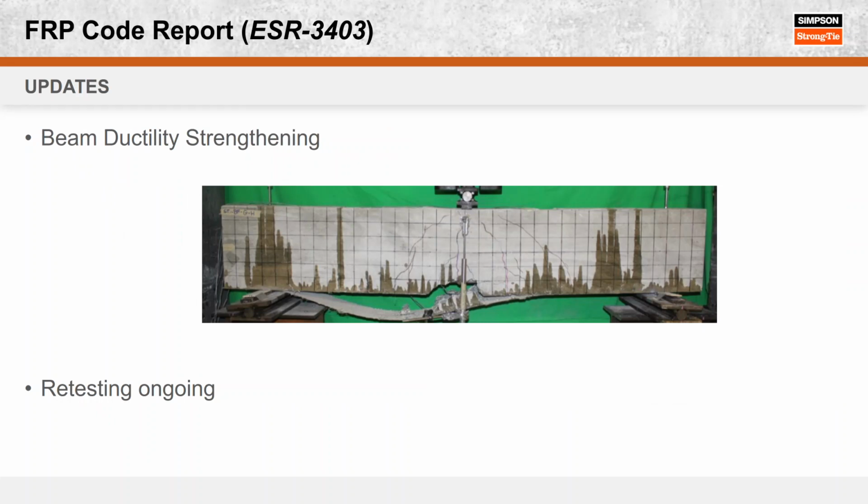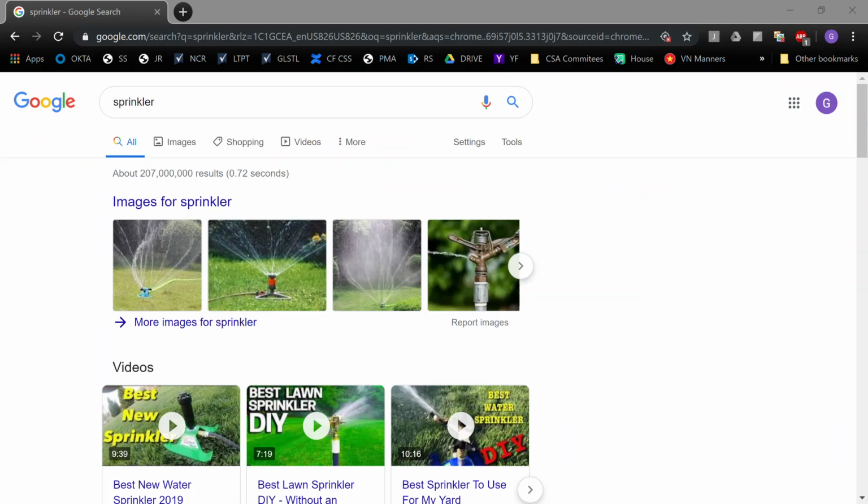So we are not retesting that exact beam. We're going to learn a lesson from our first test and add completely wrapped hoops at the ends of the flexural strip to help keep it confined.